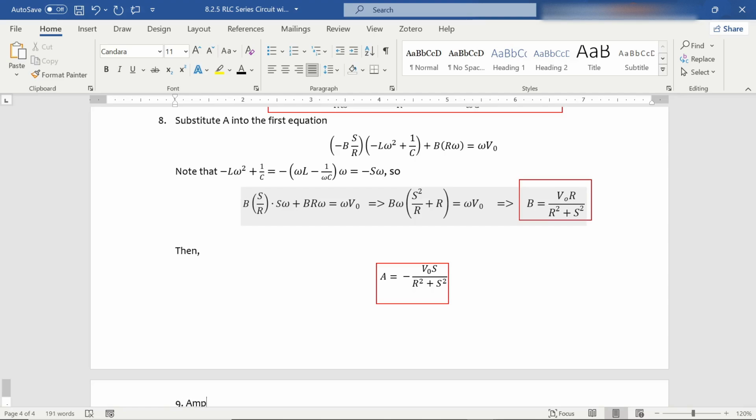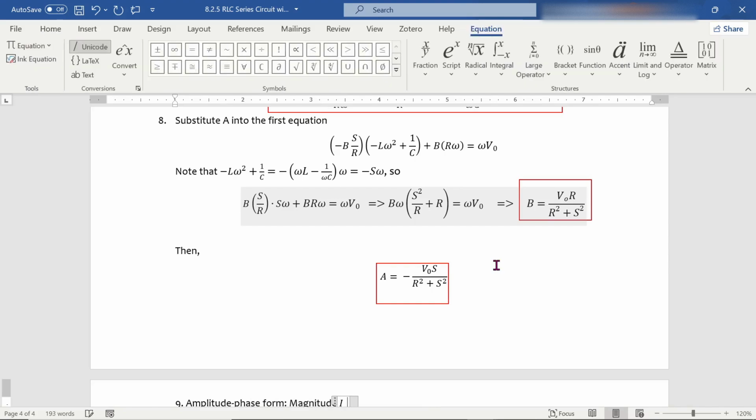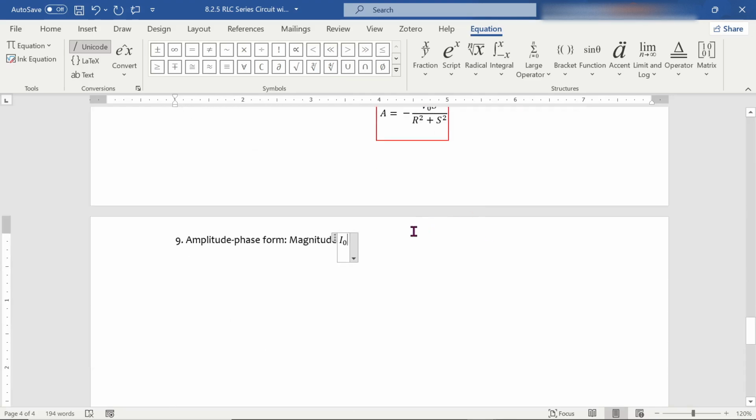So the next step is to find the amplitude phase form. Now we find the magnitude I naught. Mathematically, this is just the square root of A squared plus B squared. And of course, this is equal to V naught over R squared plus S squared.